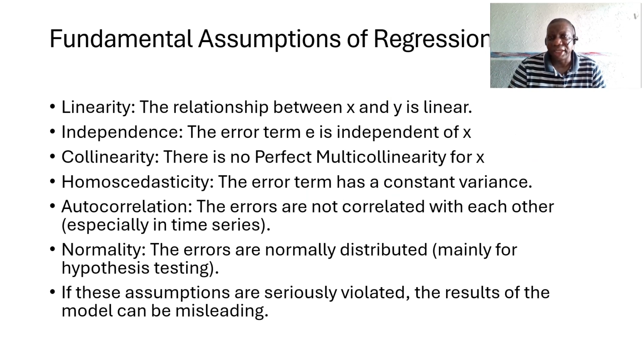The first assumption is that the relationship between your x and y is linear. Then we believe that the error term is independent of your x, the independent variable. In a situation where you have more than one independent variable, we don't expect any serious correlation to exist between the independent variables. Then the variance of the error should be constant. That is what is called homoscedasticity. Error terms should not be correlated with each other. The errors must be normally distributed with mean of 0 and constant variance.